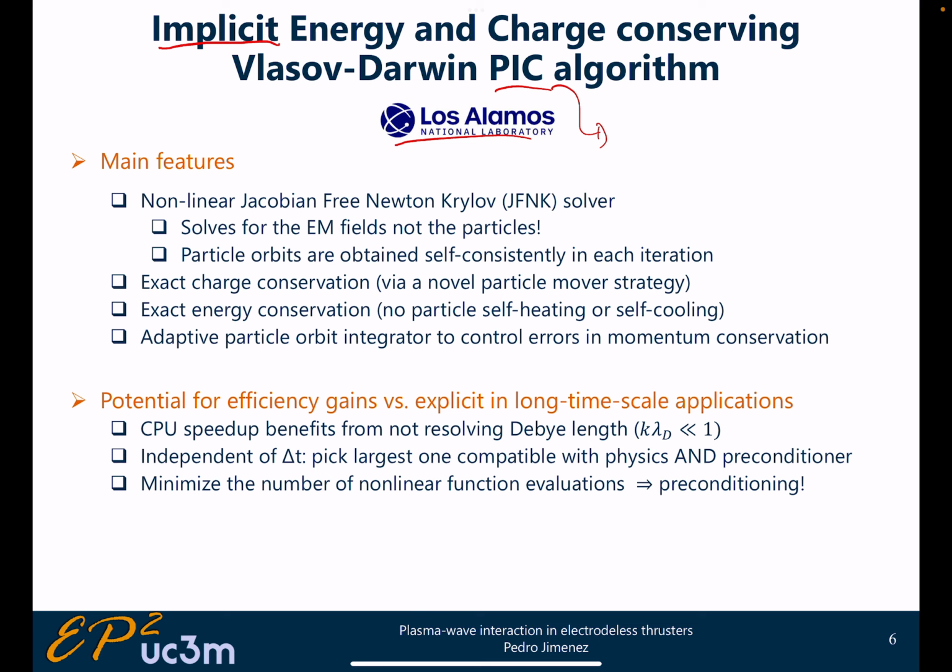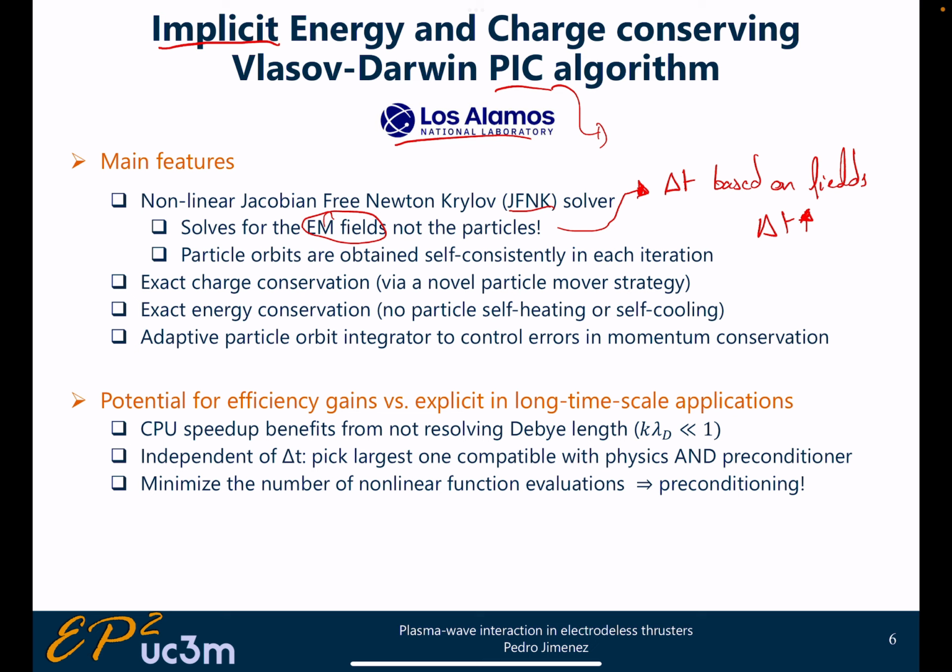So we are using a Jacobian-free Newton-Krylov solver, and one important feature of this algorithm is that our unknowns are no longer the particle positions and velocities, but the electromagnetic fields. So this means that we can select delta t based on the fields. And in general, we can increase delta t a lot. And this is important for the speed of the algorithm.